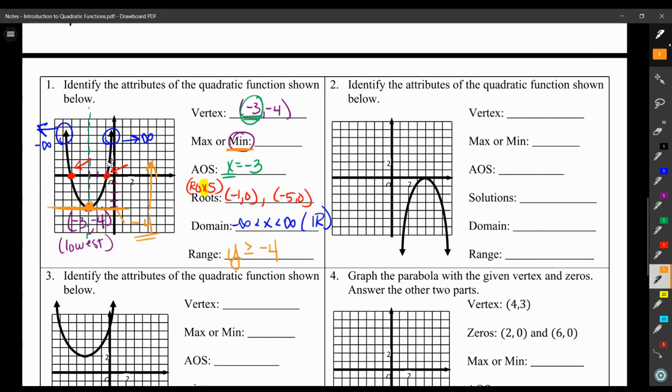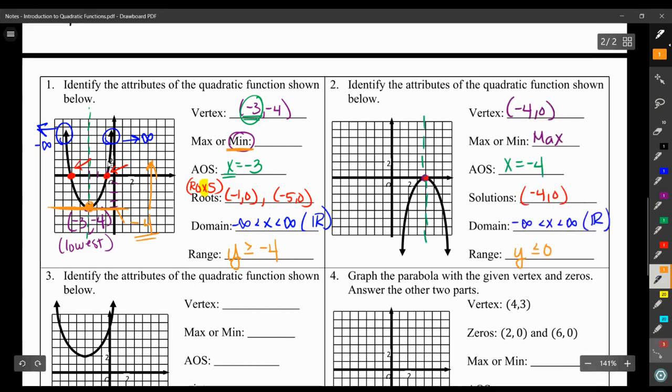So I'd like you to pause the video and try number 2 on your own. And here's your solution for number 2. Our vertex, -4, 0, is a max because it is the highest point on our graph. And notice the solution, remember solutions are still part of that ROXS acronym, and it's an x-intercept, is also -4, 0. These are the same thing this time because the vertex is the only place that this graph touches the x-axis. And then the y value, or the range, is all the y's less than or equal to 0 because this is the highest point possible and your graph is below the highest point, so that would be a less than or equal to.